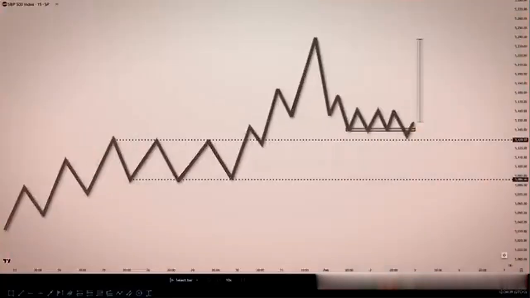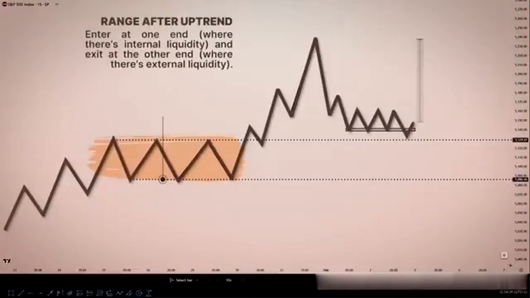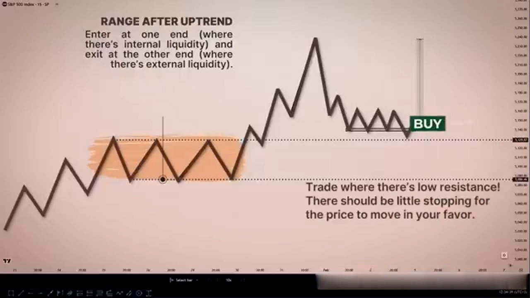Every time the market makes a new range, mark the high and low. If you're trading in this range, you might enter at one end, where there's internal liquidity, and exit at the other end, where there's external liquidity. Also, you want to trade where there's low resistance.